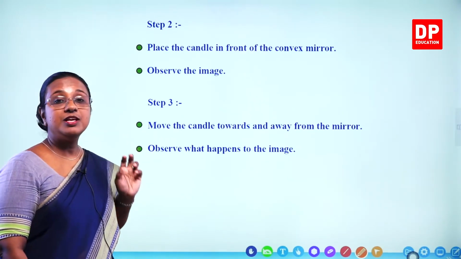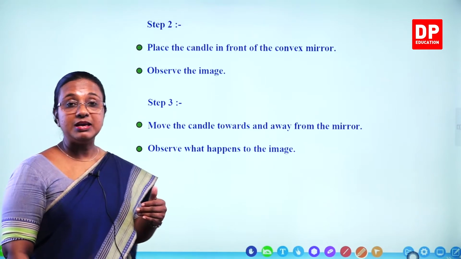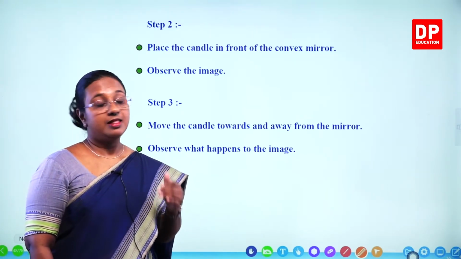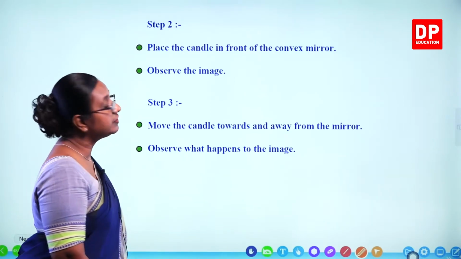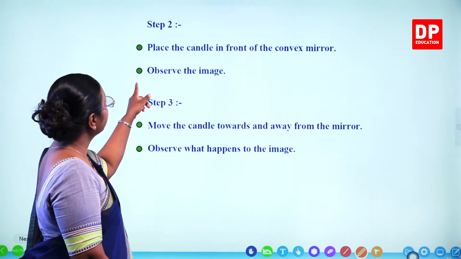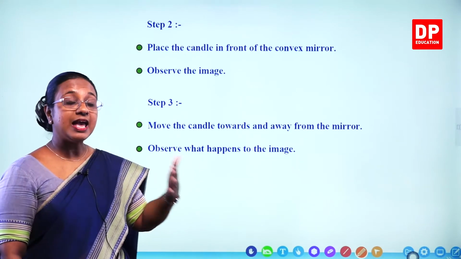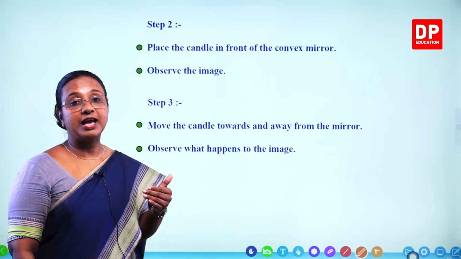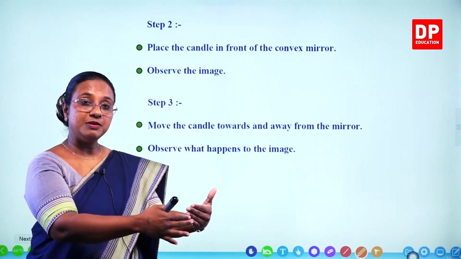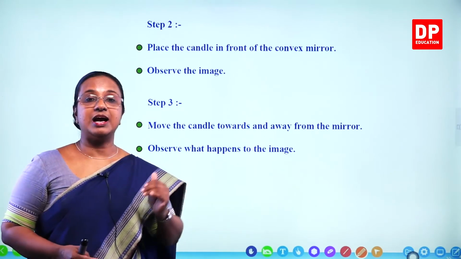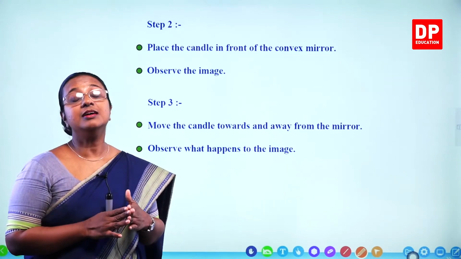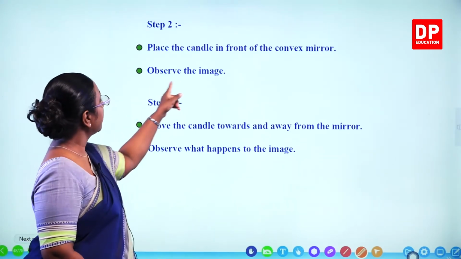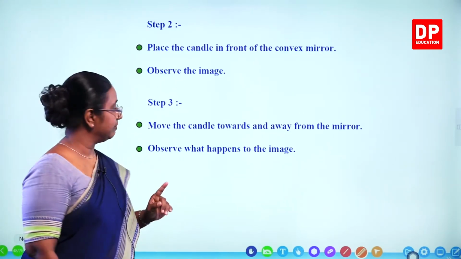So now that we know we can't get the image on the screen, then what we do is we place the candle in front of the convex mirror and observe the image standing in front of the candle. So you have the candle before you and the mirror is behind that. So you can see the image inside the mirror. So that is how you are going to observe the image.